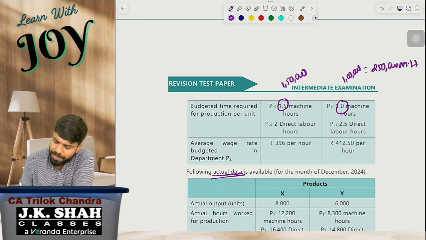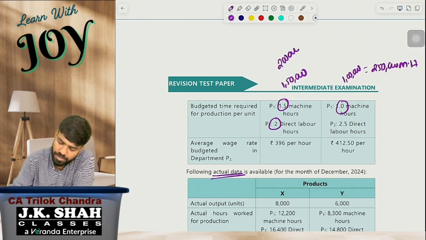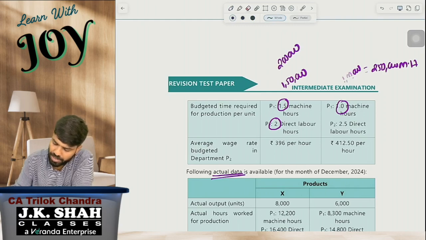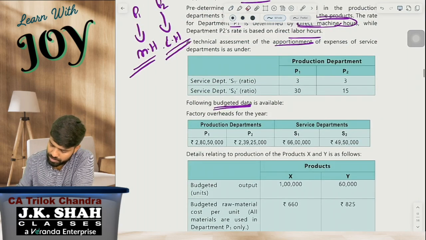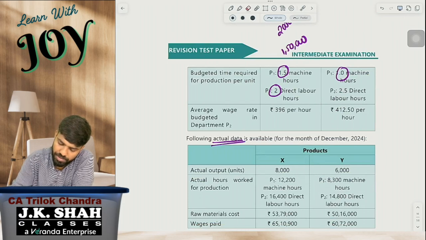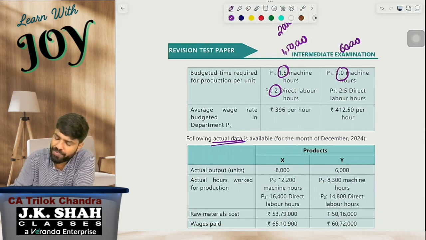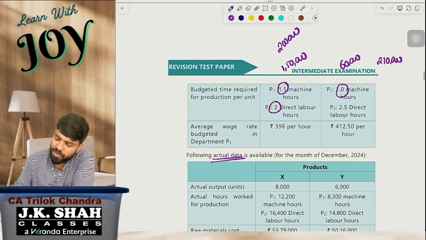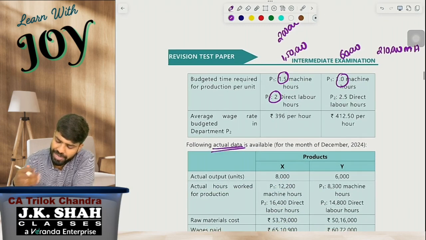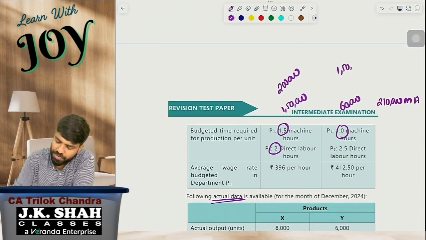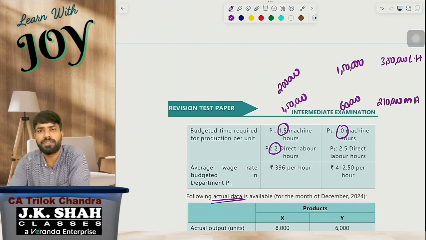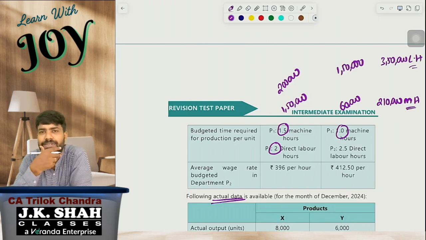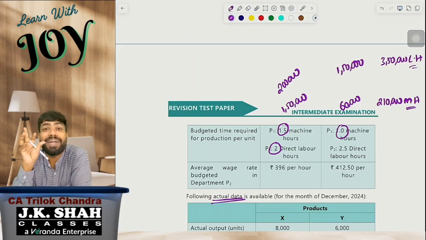Next, P2 department is labor hours. 2 into 1 lakh, 2 lakh. Here for product Y it is not 1 lakh, I'm sorry. Product Y is 60,000 units. 1 into 60,000, 60,000. 1 lakh 50,000 plus 60,000, 2 lakh 10,000 machine hours. When it comes to labor hours, 2 into 1 lakh, 2 lakh, 2.5 into 60,000, that is 1 lakh 50,000. Totally 3 lakh 50,000 labor hours. So this is the machine hours and this is the labor hours. Using that, we can calculate the budgeted rate.